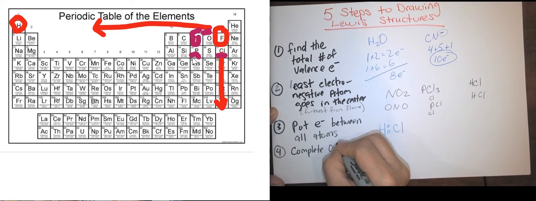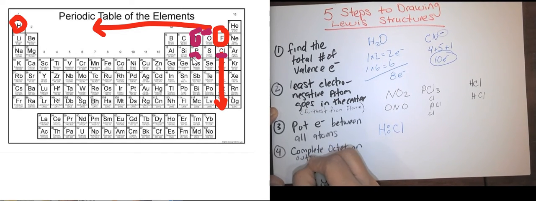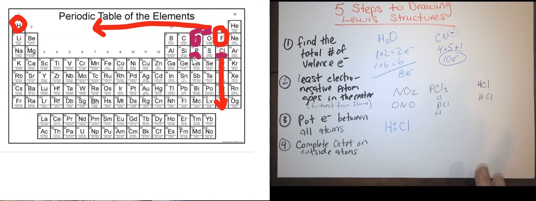So complete the octet on the outside atoms. All right. I know you're saying, Miss A, what in the world are you talking about? What is the octet? Remember the octet rule: all atoms, if we're personifying them like a person, want 8 electrons around them. They want to be perfect like these noble gases with 8 electrons around. Most stable, full outer shell.